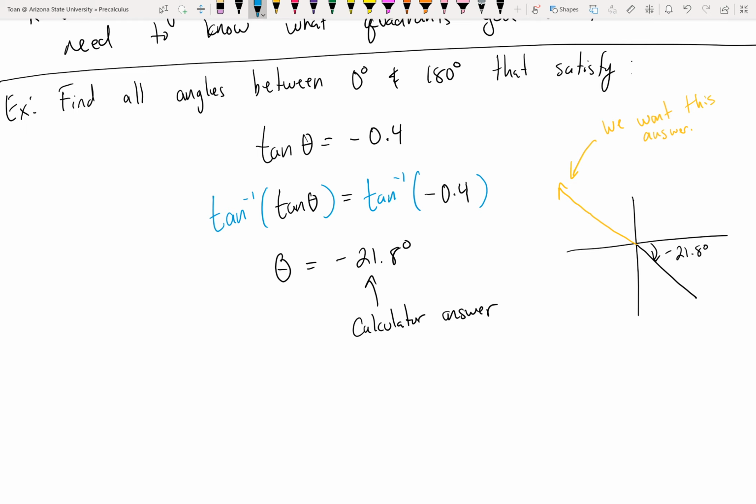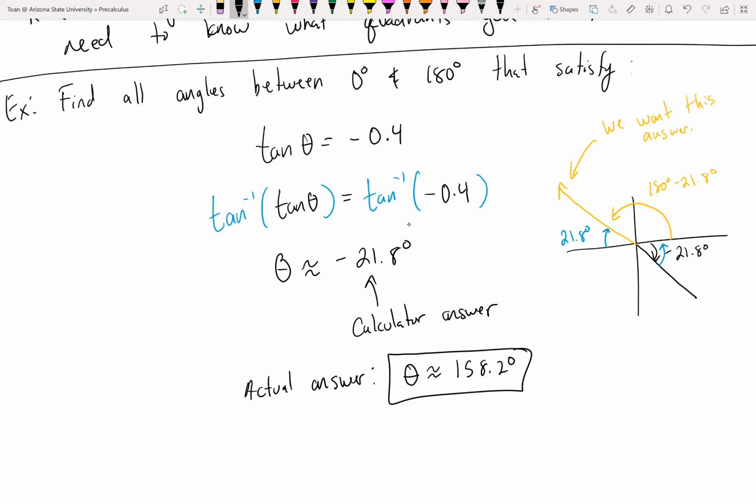How do I find it? Well, you have to take the reference of the calculator answer, which happens to be the same, 21.8 degrees but positive, and you place it in the quadrant that you want, 21.8 degrees here. So then our real answer, the answer that I want, in this case you can figure it out, is simply 180 minus. So although this is what the calculator gave us, our actual answer is 180 degrees minus 21.8, which is about, I should probably use approximate symbols, about 158.2 degrees.